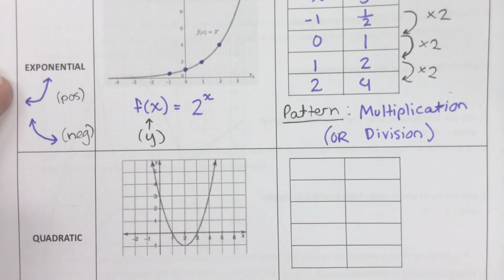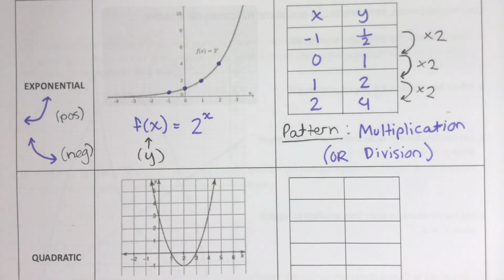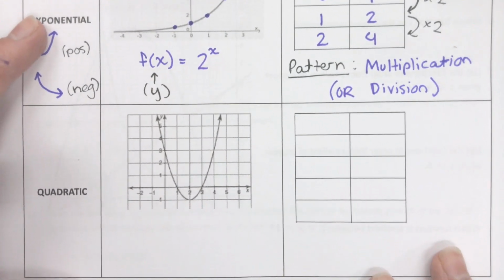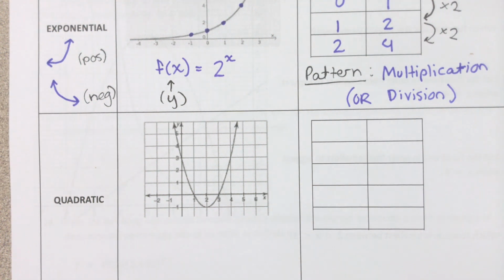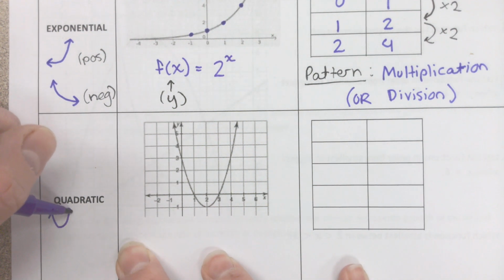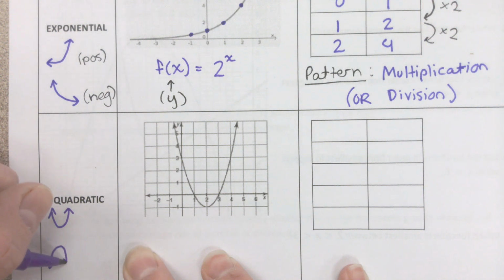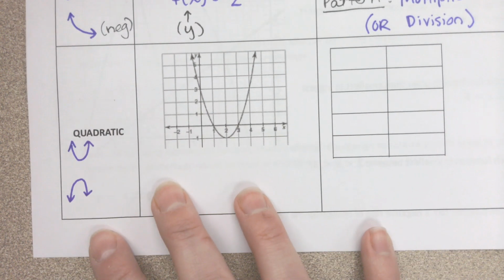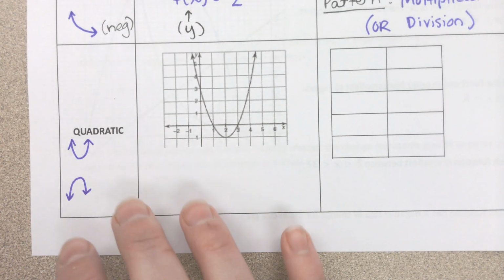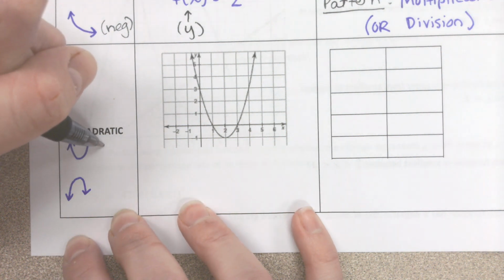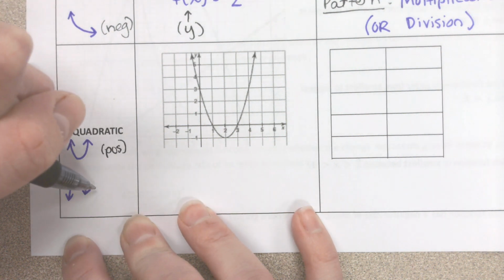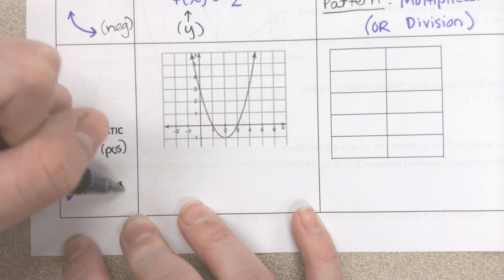Last one is quadratic. We have had plenty of experience with these. Quadratic has the U-shaped graph, as you can see. Again, the top one where it goes up is positive, and the bottom where it goes down is negative.